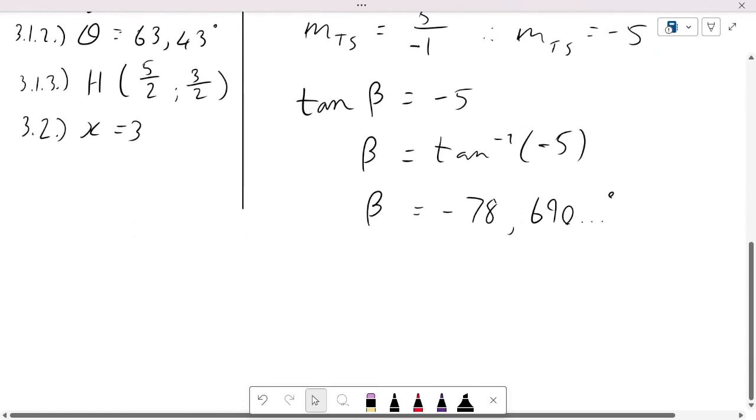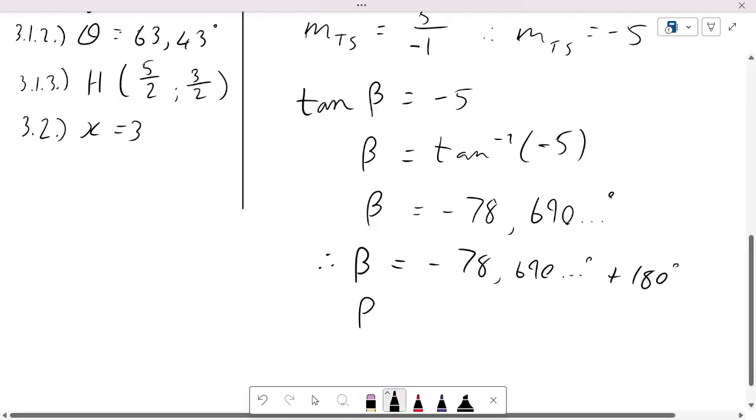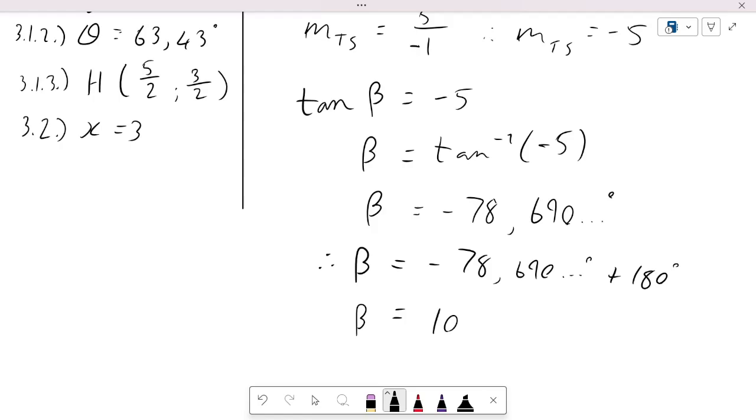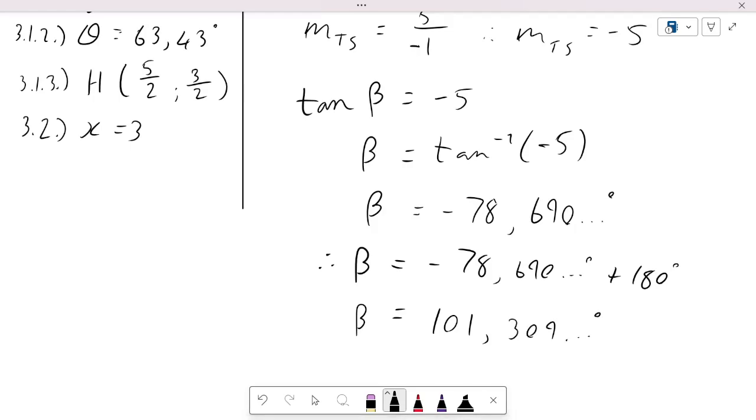But over here, what we are going to do is say, therefore, beta is going to be equal to our negative 78,690 dot dot dot, and we're just going to add 180 degrees here. Remember, that's what you're going to do, because we don't want a negative answer over here. So therefore, our beta will just be equal to 101,309 dot dot dot degrees.